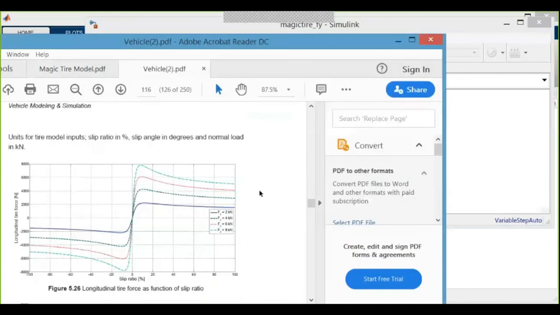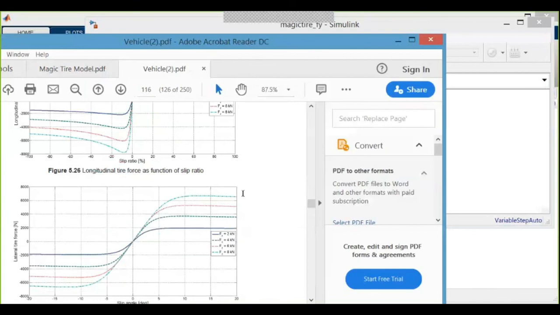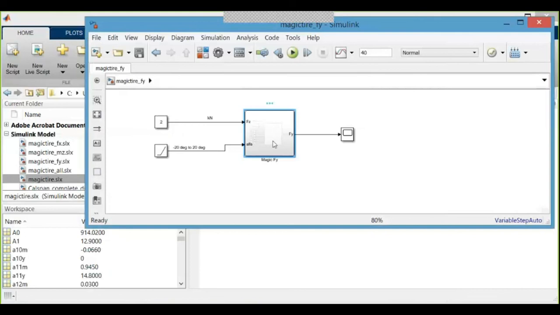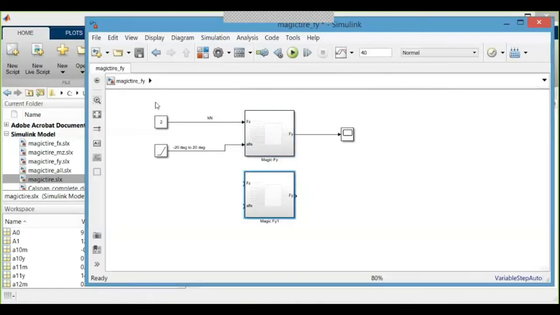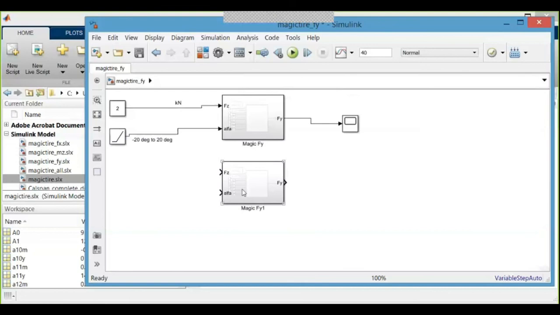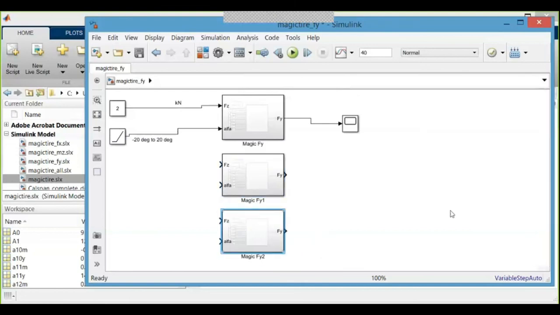Now we want to do simulation to find the lateral force. We want to get the result according to page 5.27 at different Fz. So what we do, we just copy and paste this model Fy. You can rearrange the model. We need four different inputs.